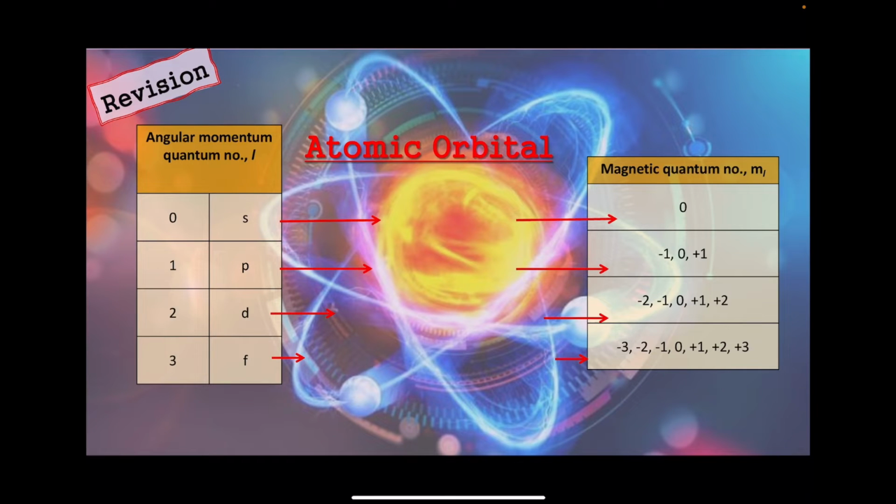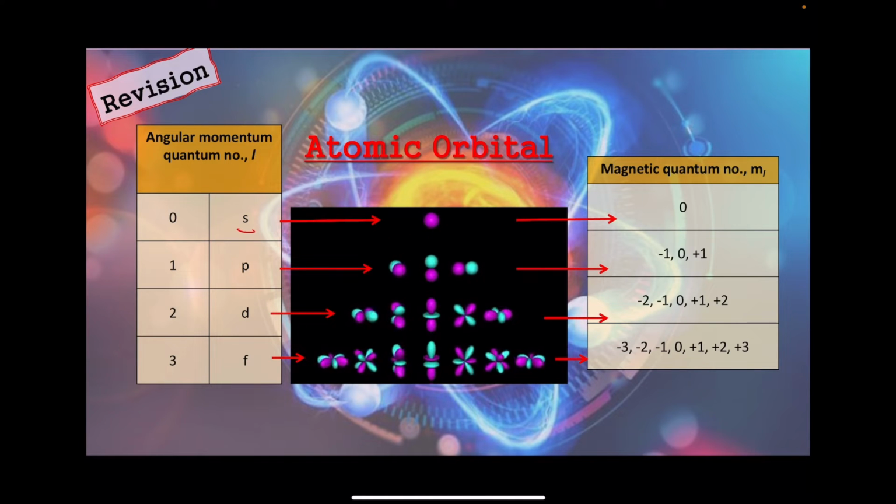The angular momentum quantum number L also indicates the type of orbital. When L is 0, it indicates the s orbital. When L is 1, it indicates the p orbital. When L is 2, it indicates the d orbital. And when L is 3, it indicates the f orbital.